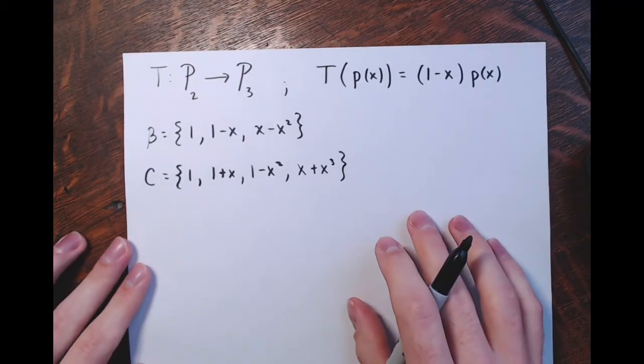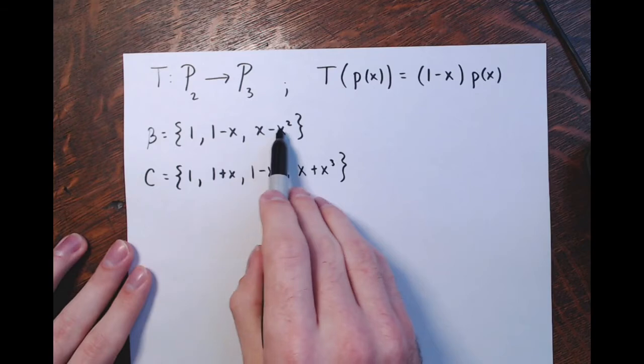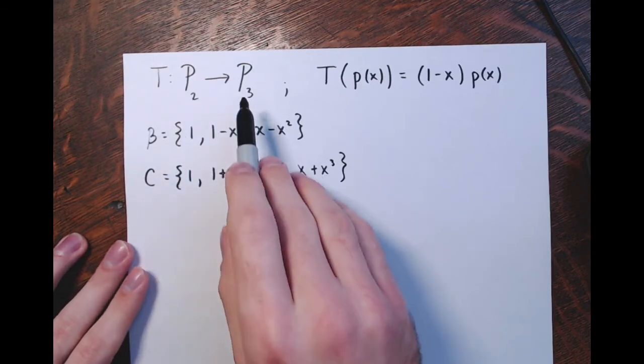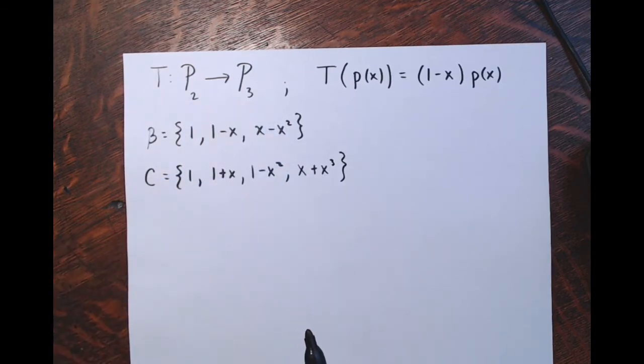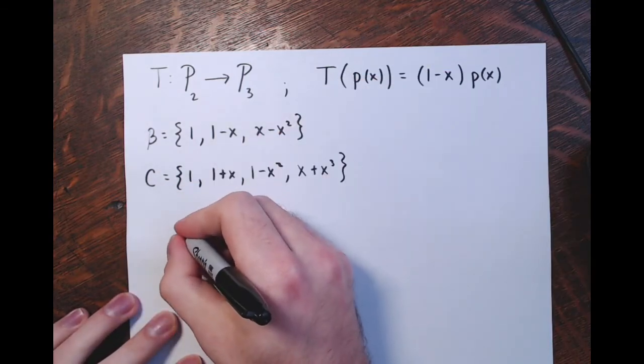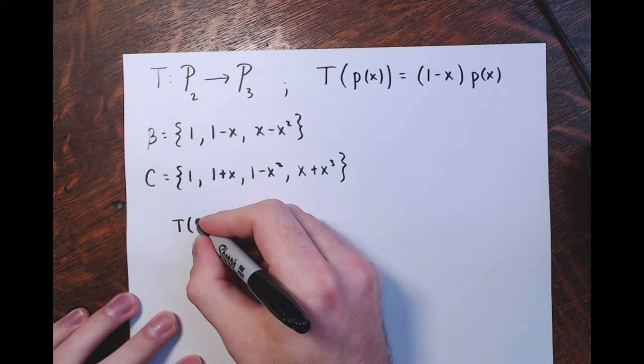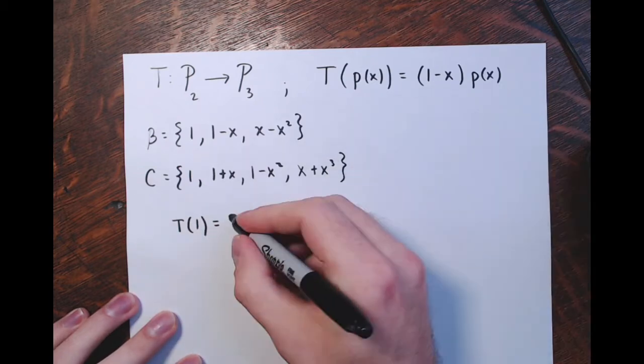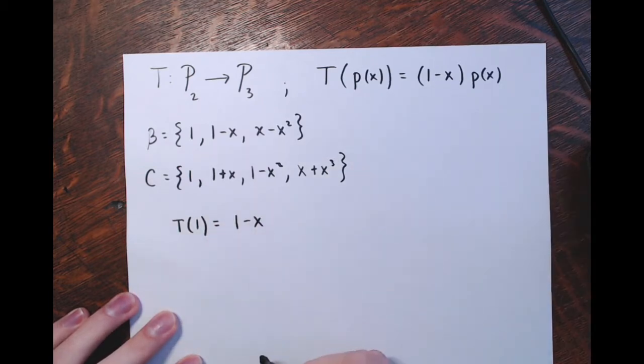Alright, so here it is again. You have a basis for the domain and a basis for the codomain that are not standard. And you still have to use the standard bases for some coordinates. Well, let's get into it. So first, I find what's T of 1. Well, it'd just be 1 minus x times 1. So just 1 minus x.